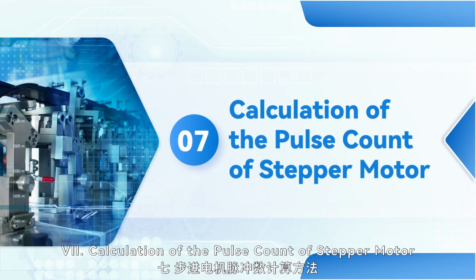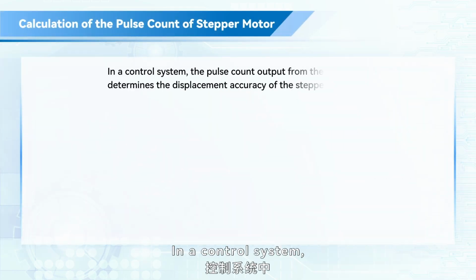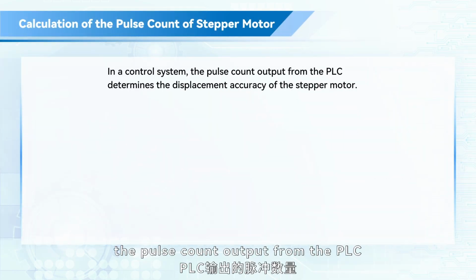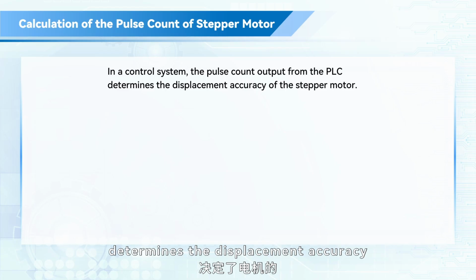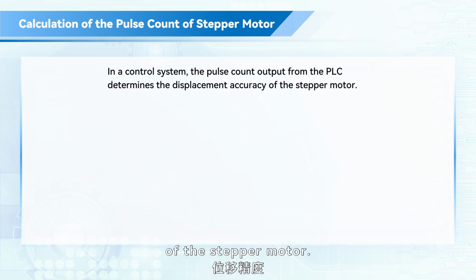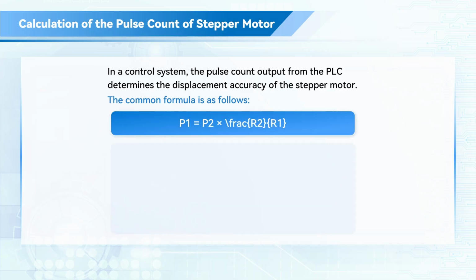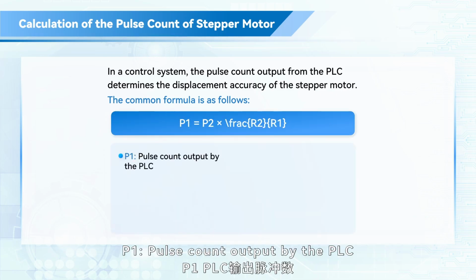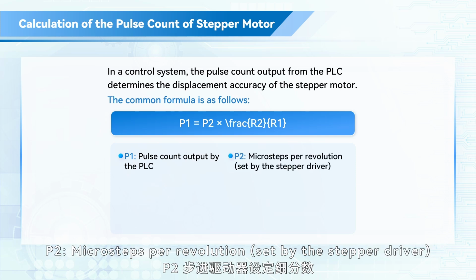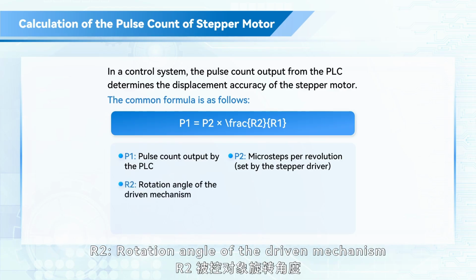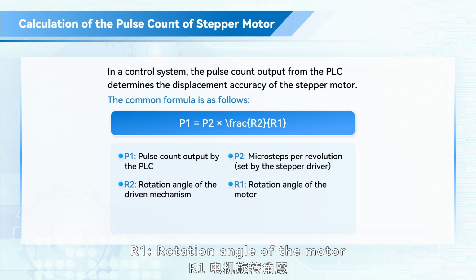Number 7. Calculation of the pulse count of the stepper motor. In a control system, the pulse count output from the PLC determines the displacement accuracy of the stepper motor. The common formula is as follows, where P1 is the pulse count output by the PLC, P2 is the microsteps per revolution, set by the stepper driver, θ2 is the rotation angle of the driven mechanism, and θ1 is the rotation angle of the motor.